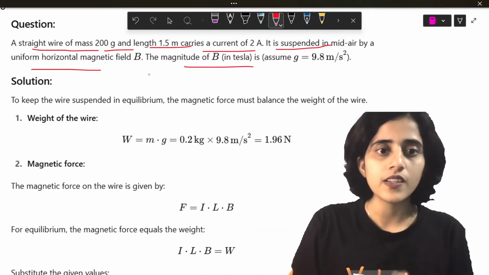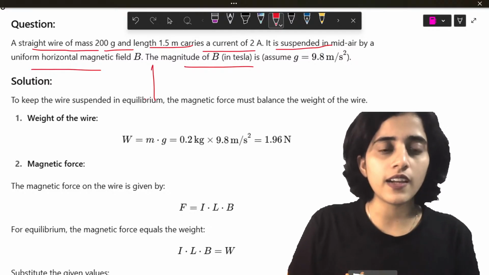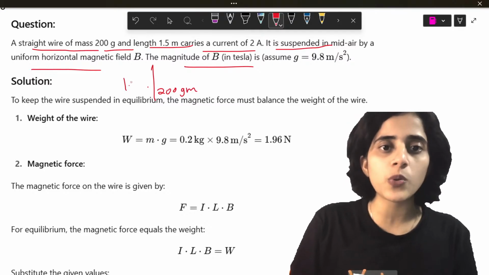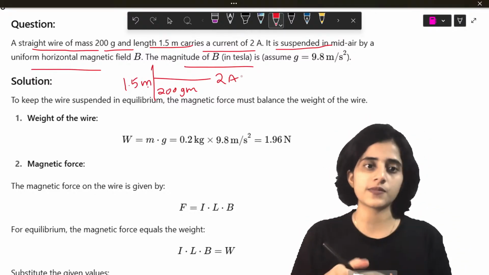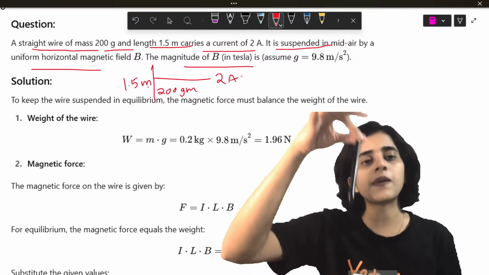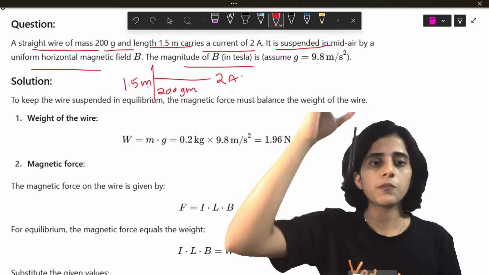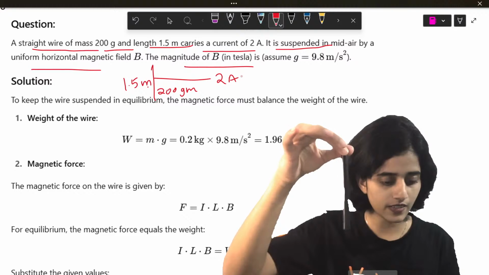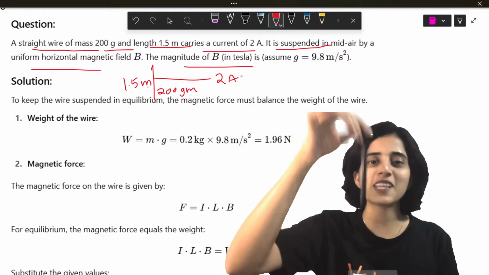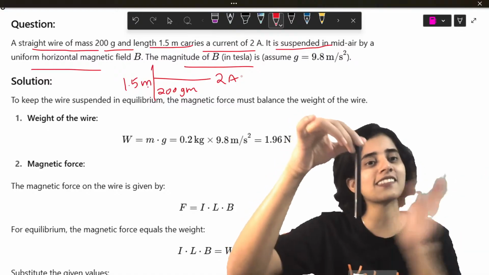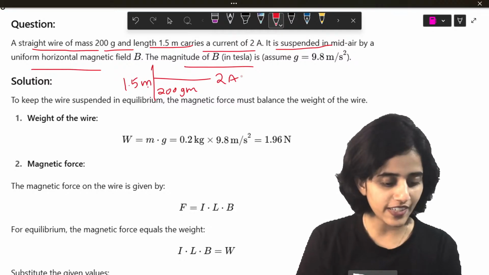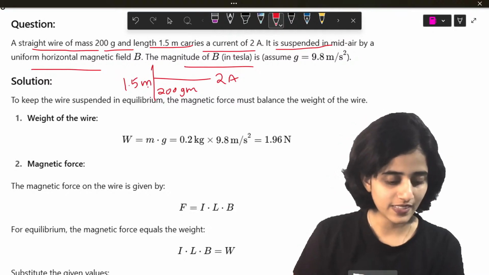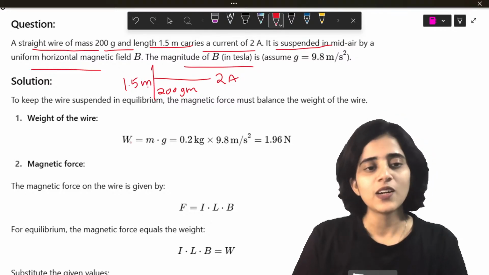So there's a straight wire of mass 200 grams. The length of the wire is 1.5 meters and this wire carries 2 amps current. It is just suspended in air by a uniform magnetic field. So it's just suspended in air in the presence of a magnetic field. The value of the magnetic field is what you have to find. So what will we do?